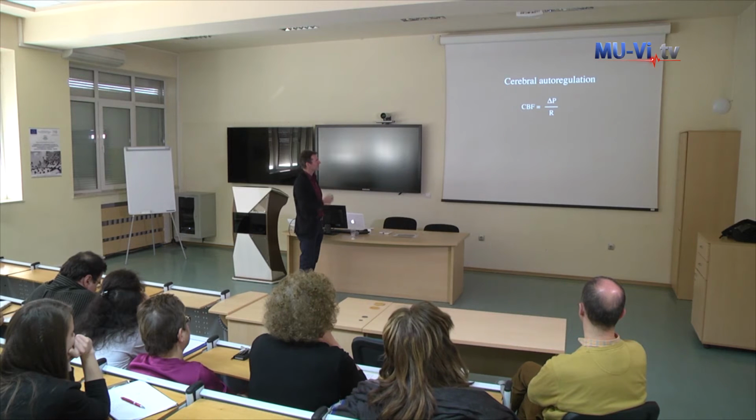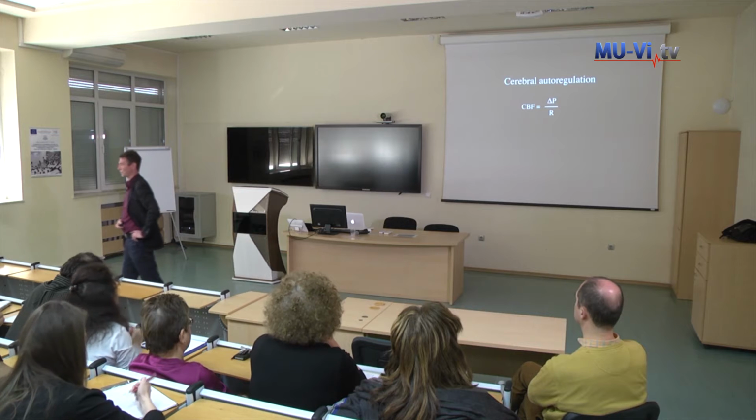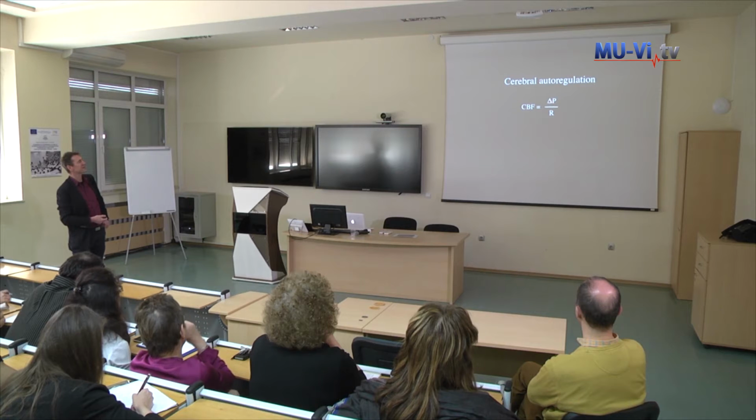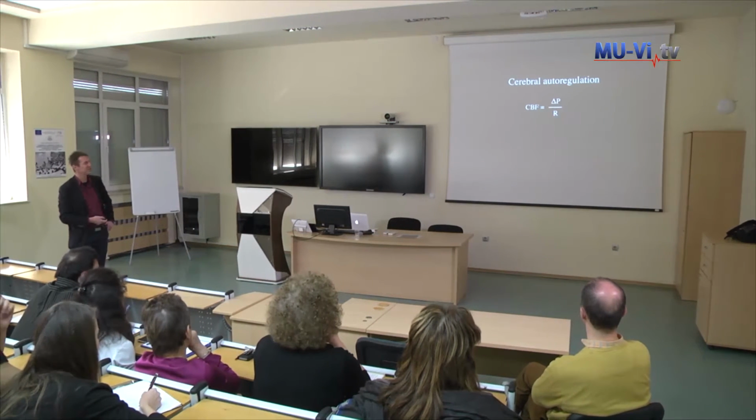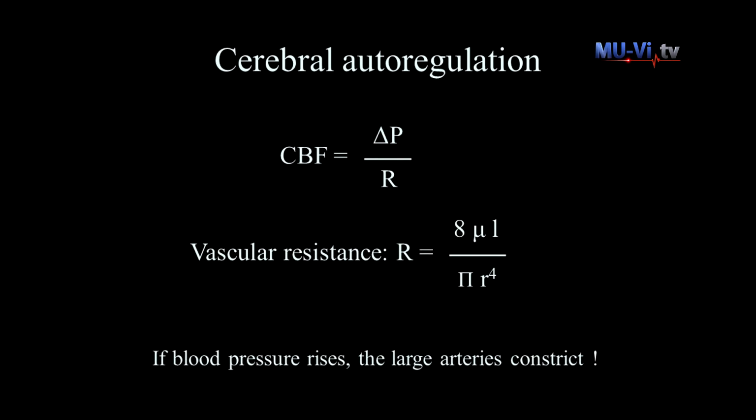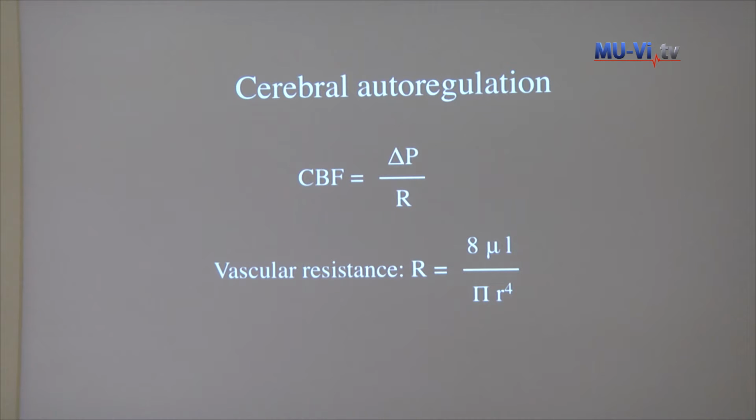How can this happen? Then you have to know a little bit about this formula. Maybe you have seen it before, maybe you did your best to forget it, but it doesn't matter. It means that the flow is the pressure divided by the resistance of the vessels. And what is the vascular resistance? It is this formula. Mu stands for the viscosity of the blood. Well, the viscosity doesn't change so quickly. L is the length of a vessel. It won't change so quickly. Pi never changes actually. R is the radius of a vessel. Yes, you can change that. So what does it mean?